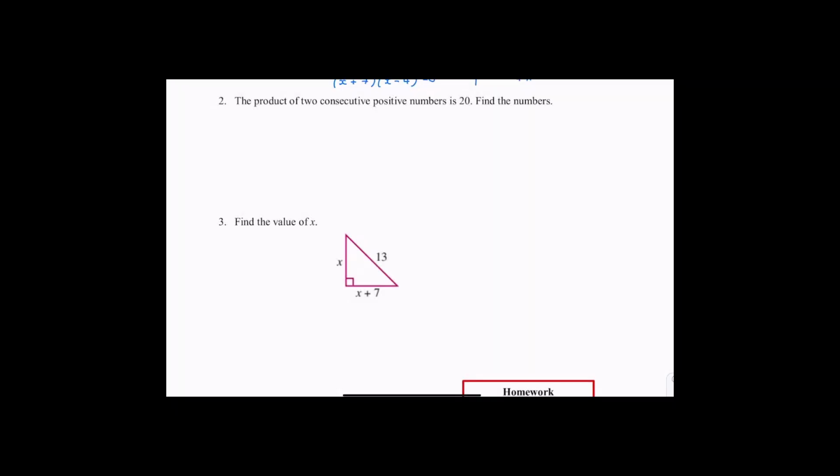Having a look at the second one: the product of two consecutive positive numbers is 20. Find the numbers. So that's important, positive numbers. The first thing I should do is to define my variables. Let the first number be X. So that means the second number must be X plus 1. We're talking about the product of these two numbers, so X times X plus 1 must equal 20. Expanding my brackets, X squared plus X equals 20.